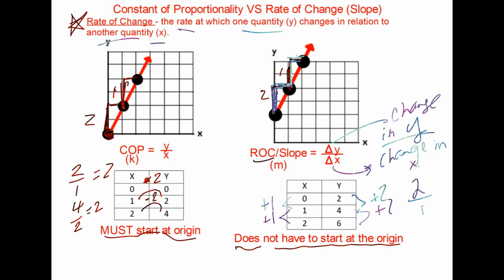So the change in y is 2. The change in x is 1, and rate of change, or slope, I haven't said that word yet, slope, is used by the variable of m.